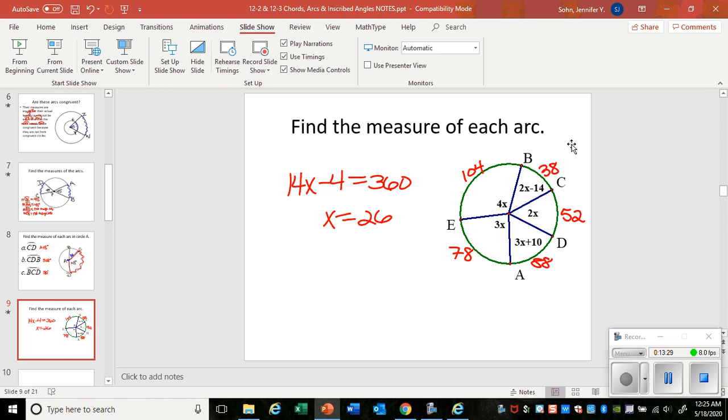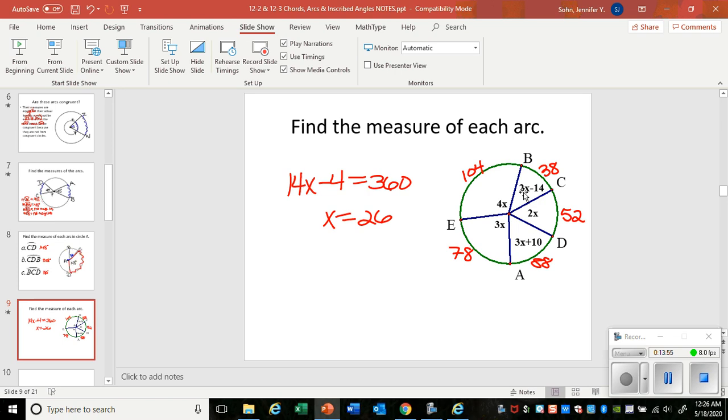Find the measure of each arc. Now we have some expressions here. So what we're going to do is add up everything using algebra, make that expression equal to 360, and then solve for x, substitute each x and find the arc measure, and write them outside right here. So that's what I did.